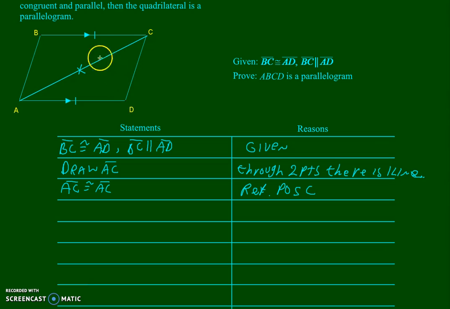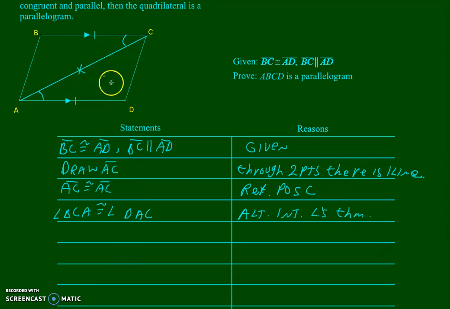And now, because we know this is parallel to this, we know this angle is congruent to this angle. So we know that angle BCA is congruent to angle DAC. And that is the alternate interior angles theorem.